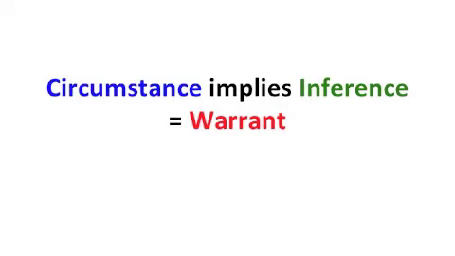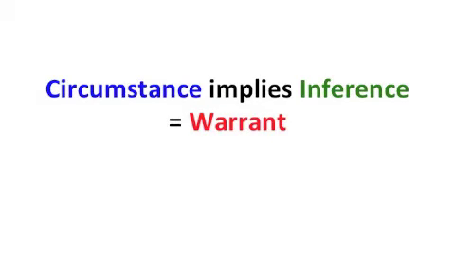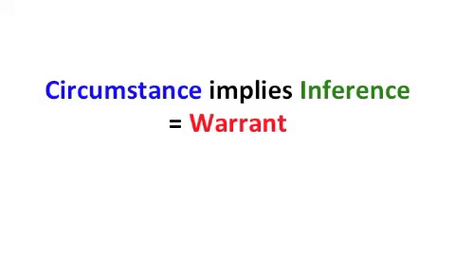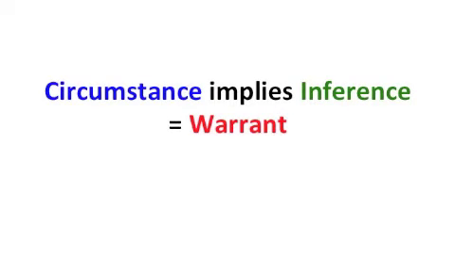Let's take a look at this equation. This is circumstances implies inference equals warrant. And what I should have included in this would be a general circumstance implies a general inference equals a general warrant. And so you can tell that the blue goes with what the reason is from our prior slide, and that the green goes with the actual claim.